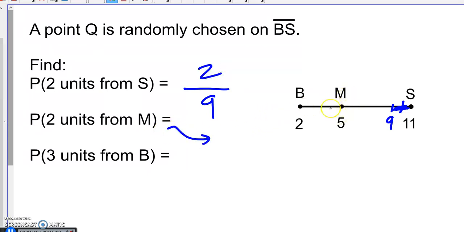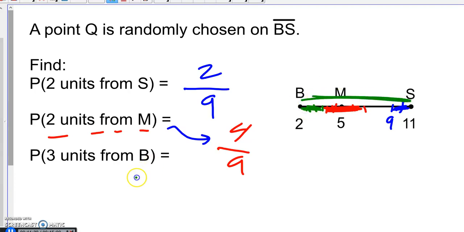Similar for this one here, the only difference is it could be 2 in this direction from M or 2 in this direction. So there's actually 4 units of that number line that would be within 2 units of M. And again, there's 9 total units of length that we could possibly be in. Okay? Probability that it's 3 units from B, again, we only have one direction to go here, but it's 3 units out of our total 9. So we can simplify that to 1/3. Okay, and that concludes video 1.9.